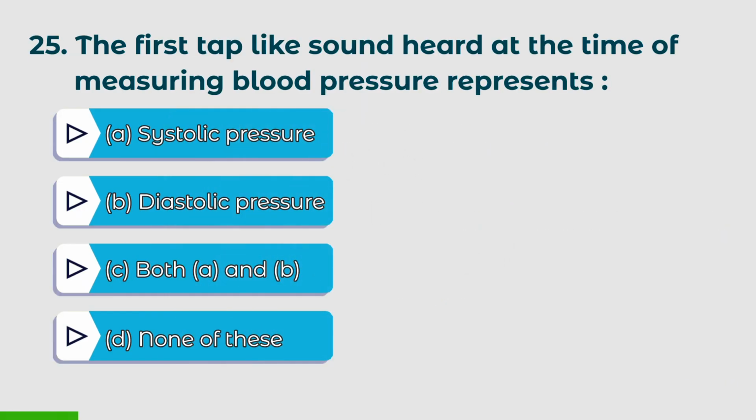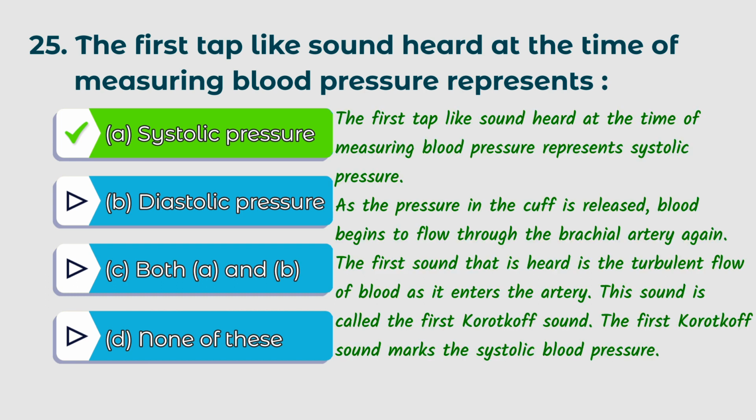25th question. The first tap-like sound heard at the time of measuring blood pressure represents options A. Systolic pressure, B. Diastolic pressure, C. Both A and B, D. None of these. The right answer is A. Systolic pressure. The first tap-like sound heard at the time of measuring blood pressure represents systolic pressure.